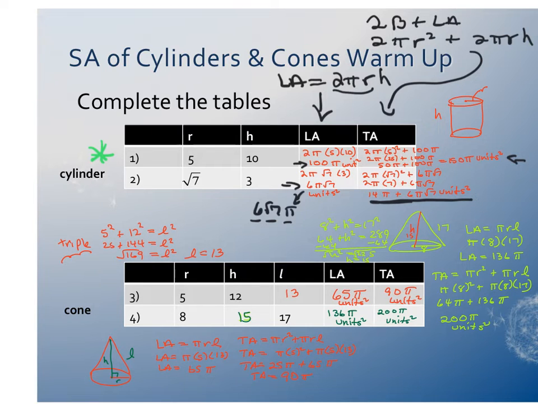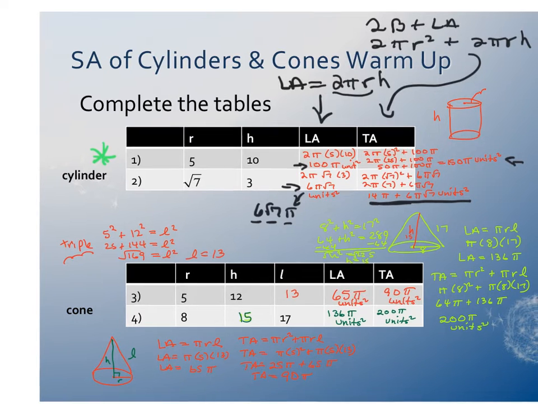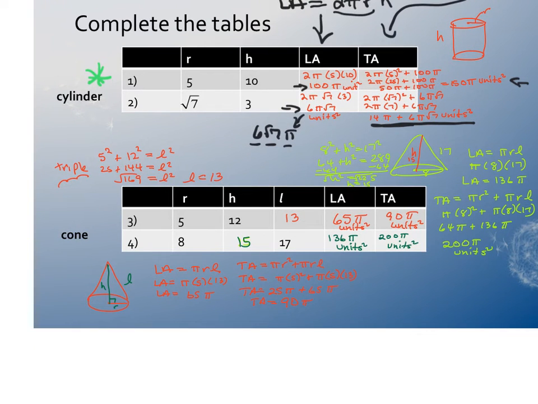All right, number 3, this is the cone, 3 and 4. So here are the formulas. For lateral area, it's pi r l. And then total area is the area of the base, which is a circle, pi r squared, again, plus lateral area, which is pi r l. So for number 3, I did it in the red here. So here's the lateral area, 65 pi, and the total area is 90 pi.